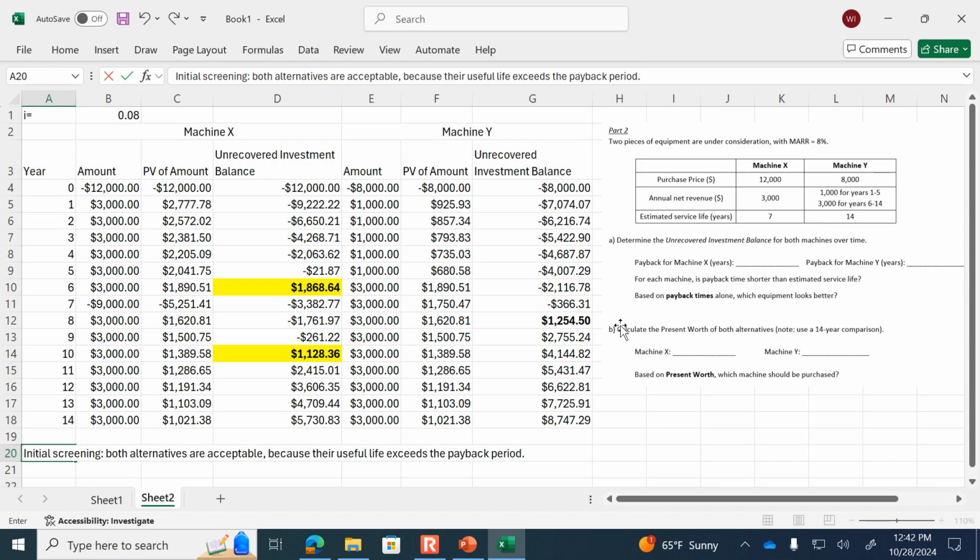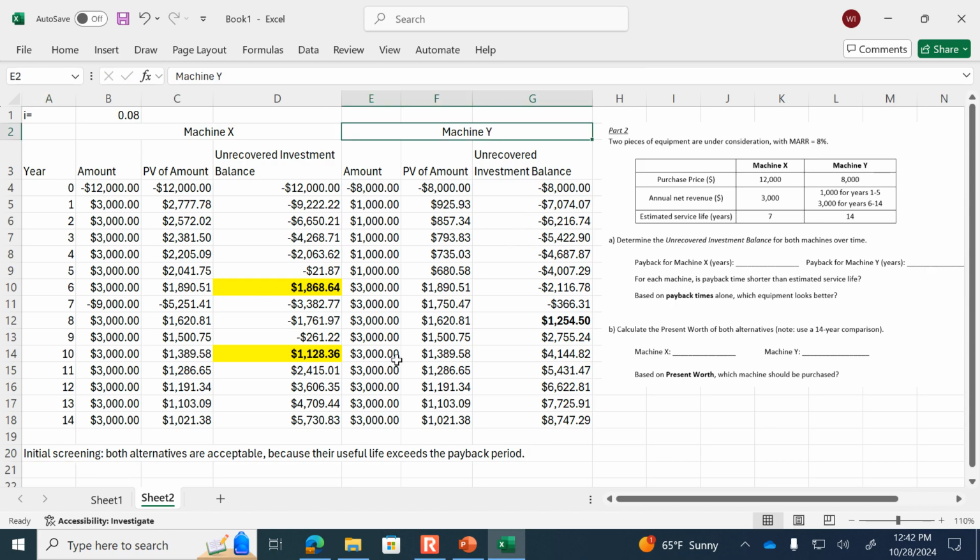And then the other complicating factor is that machine Y has a higher revenue for the second part of its useful life. So that's a little bit confusing as well, that for whatever reason, in the early days of machine Y, it's not hit its stride yet. It's only having $1,000 in net revenue each year, but then it goes up to $3,000 in years 6 through 14. So the situation is murky in terms of which one is best.